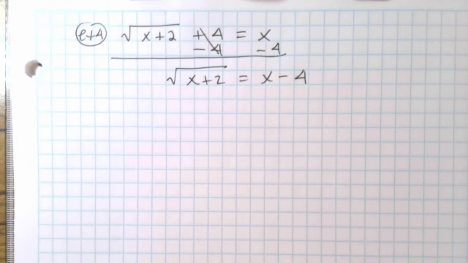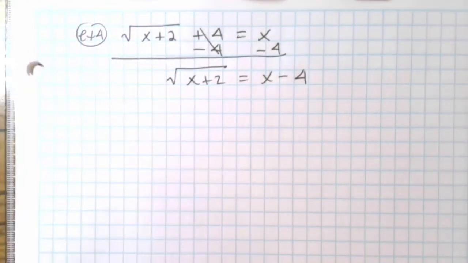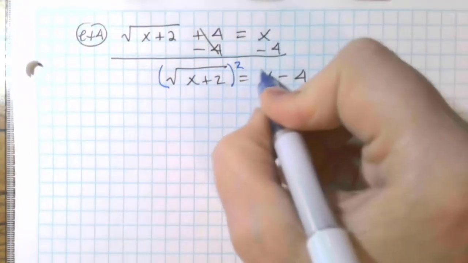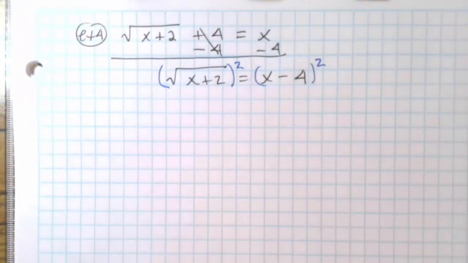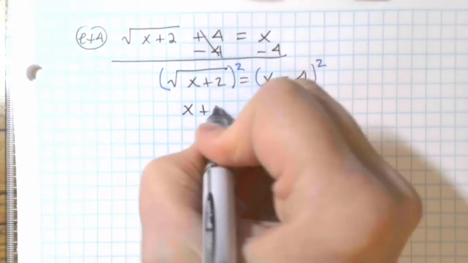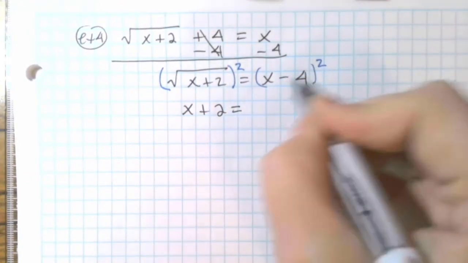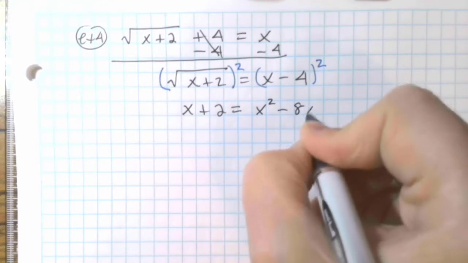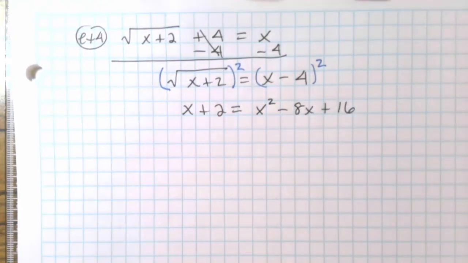Now that the radical is alone, it has no scalar to get rid of. We're going to exponentiate. So raise the entire left side to the power of 2. Raise the entire right side to the power of 2. The square of radical x plus 2 comes out as x plus 2, and we're going to multiply this out, and we end up with x squared minus 8x plus 16.